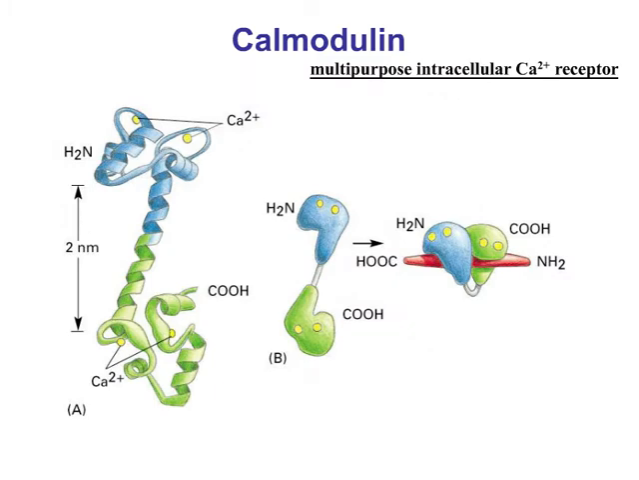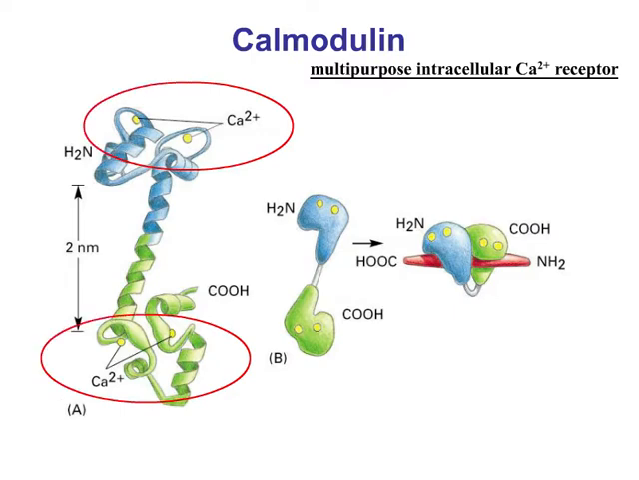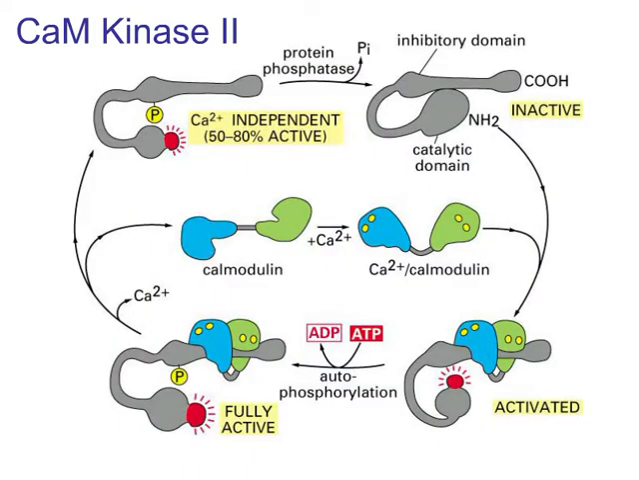Many calcium-dependent processes are controlled by a multipurpose intracellular calcium receptor known as calmodulin. In the absence of calcium, calmodulin is an alpha helical rod with a hinge region in the center. On both ends, it has calcium binding domains. Binding of calcium to calmodulin causes calmodulin to fold along this hinge region and clamp down on proteins that are regulated by calcium and calmodulin.